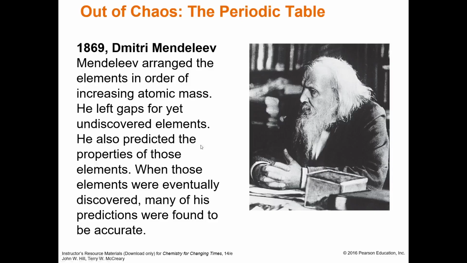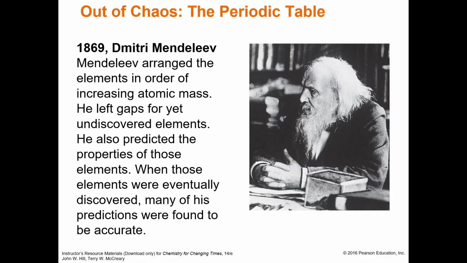All right, Mendeleev arranged the elements in order of increasing atomic mass. He left gaps for yet undiscovered elements, and he then predicted properties for those elements. And when we eventually discovered those elements, and that happened, one of them got discovered like 2 years after he did this, what was found is his predictions were amazingly accurate. They were pretty much spot on, just a little bit of error. So they were extremely good.